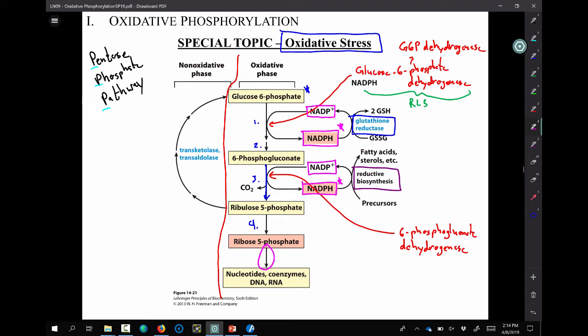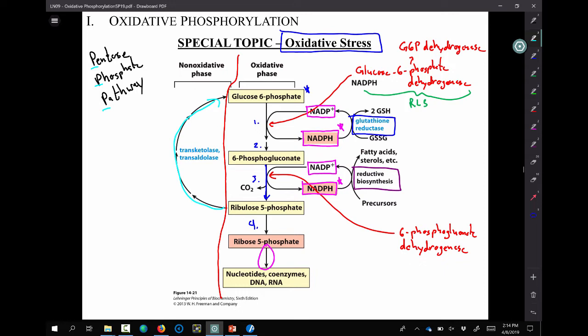Now, the final thing here, and I mentioned it very briefly, but there can be two fates of ribulose 5-phosphate. Ribulose 5-phosphate can just be used to regenerate glucose 6-phosphate using these enzymes transketolase and transaldolase. Multiple steps. The stoichiometry is kind of a headache when you start looking at it. I'm not going to go over it in any detail. But ribulose 5-phosphate can just refeed glucose 6-phosphate as well.